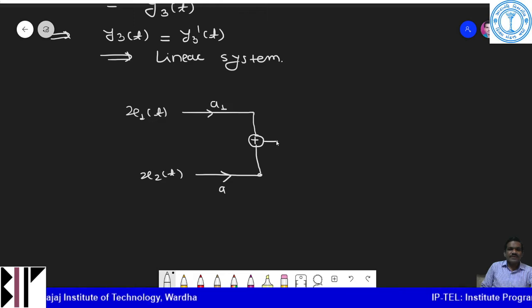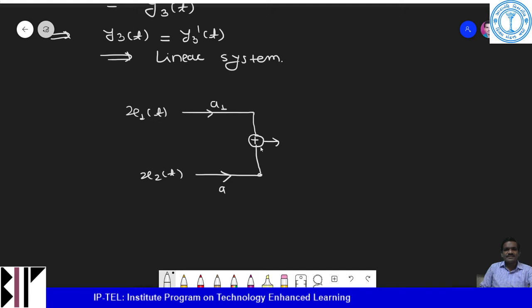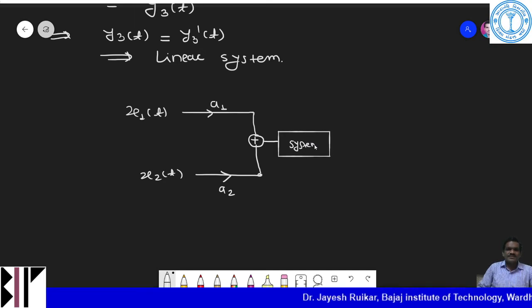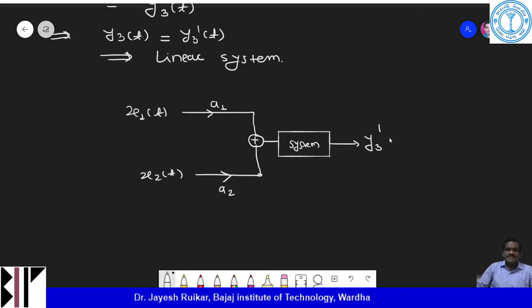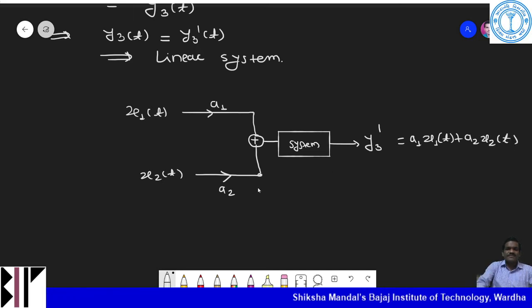Whatever the addition is, that is your summation, a1 x1 of t plus a2 x2 of t. When we pass this to the system, this is your system, we will get y3 of t, which is nothing but a1 x1 of t plus a2 x2 of t. This is one of the systems.